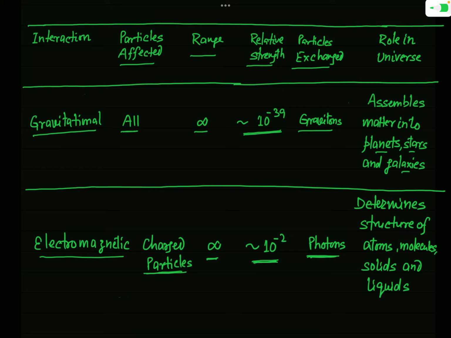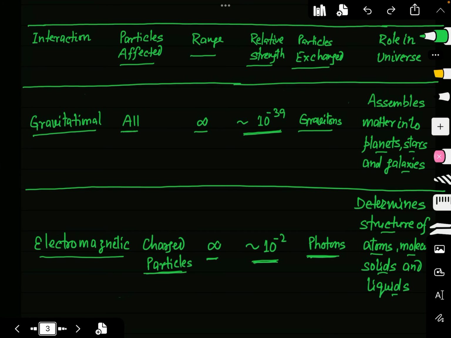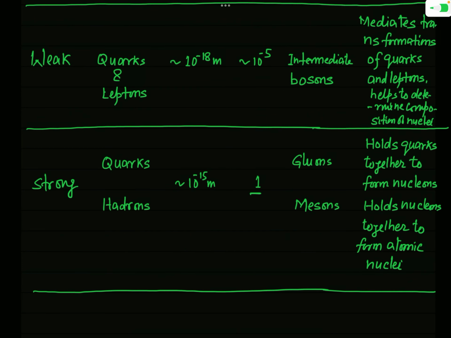Now, what is the role of this electromagnetic interaction? In fact, its role is to determine the structure of atoms, molecules, solids, and liquids. The structure of these things is determined in terms of the electromagnetic interaction. Okay. So I am giving you just information in tabular form regarding these 4 types of interactions, and you should remember it. Now the third interaction is weak interaction.